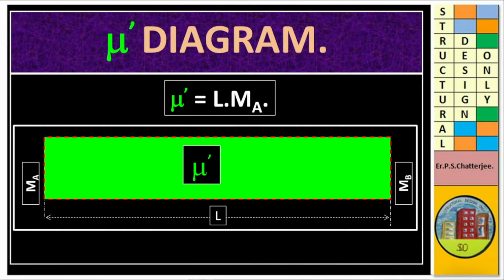Mu dash is a diagram for fixed end moment. We know MA is equal to MB. Our area Mu dash will be equal to L into MA.